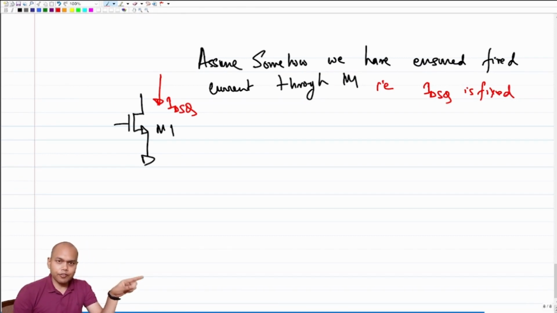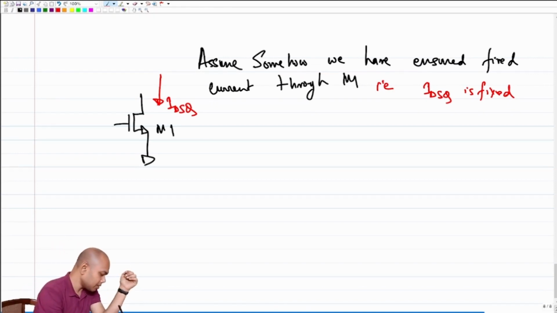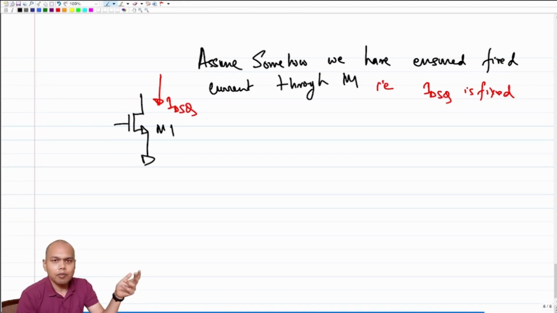Note that this is different from the previous way of biasing, a previous example that we took. There VGSQ was fixed or the overdrive was fixed. In this case we are making IDSQ fixed. So let's assume that we have made IDSQ fixed. I haven't really told you how we have fixed the IDSQ. So if we make this assumption, let's see what are the side effects of this.